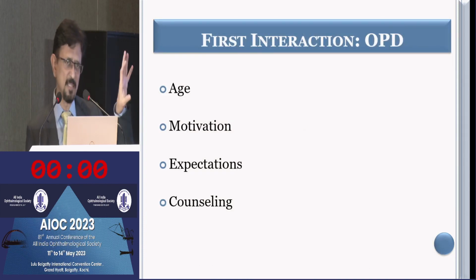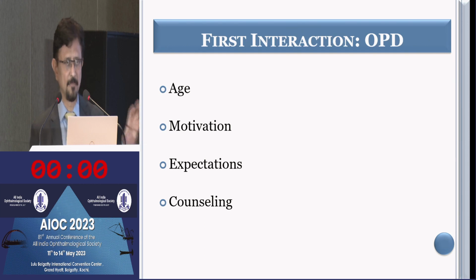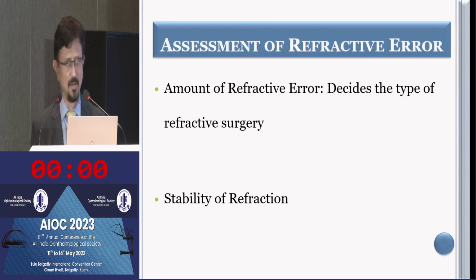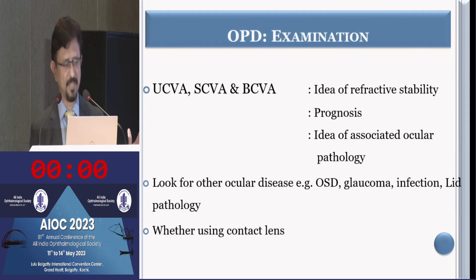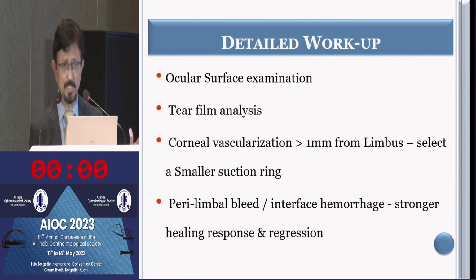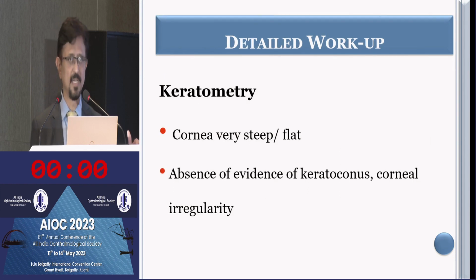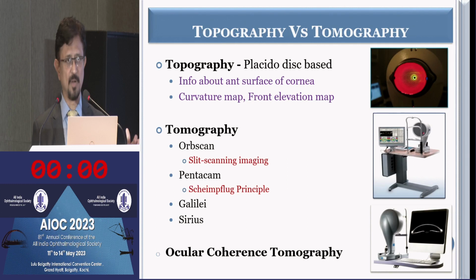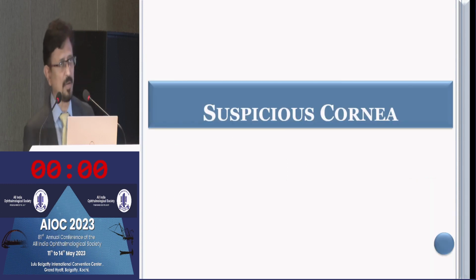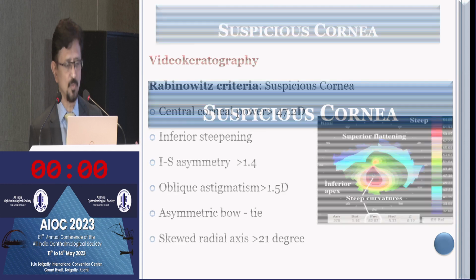So with these things in mind, we first interact with the patient, and the interaction includes what's the motivation, how much are the expectations, what's the age, what's the amount of refractive error, and whether the refractive error is stable or not. What is the ocular surface? That's again important because that has a lot of bearing on the outcome of the refractive procedure. What's the keratometry? How's the topography and the tomography? The topography and tomography is basically done to rule out suspicious corneas.